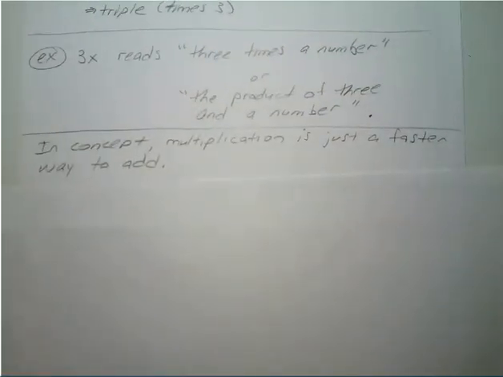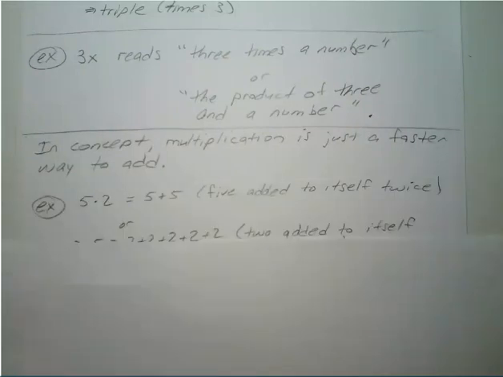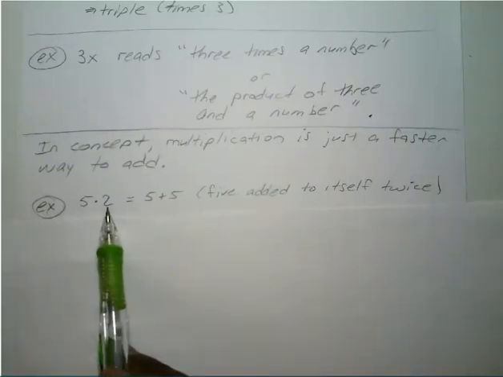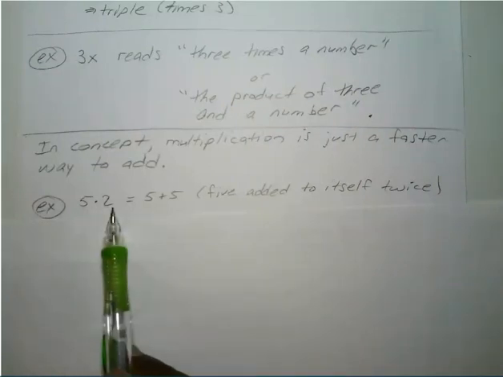All right. Now, if you think about it conceptually, multiplication is just a faster way to add. That's really all it is. It's a really quick way to add. So let's say you have 5 times 2. 5 times 2 is just 5 added 2 times. You're going to add 5 2 times.